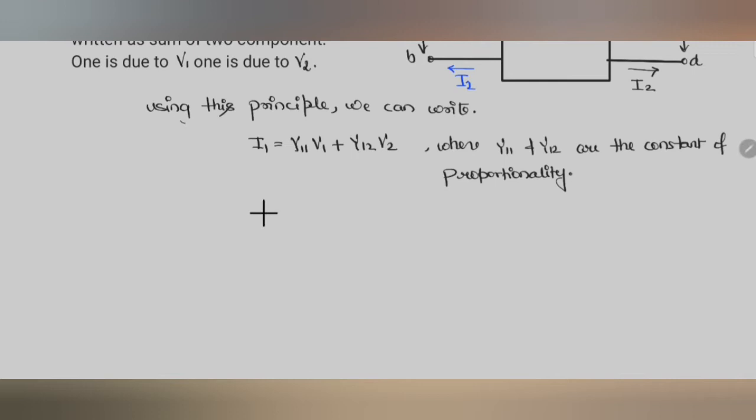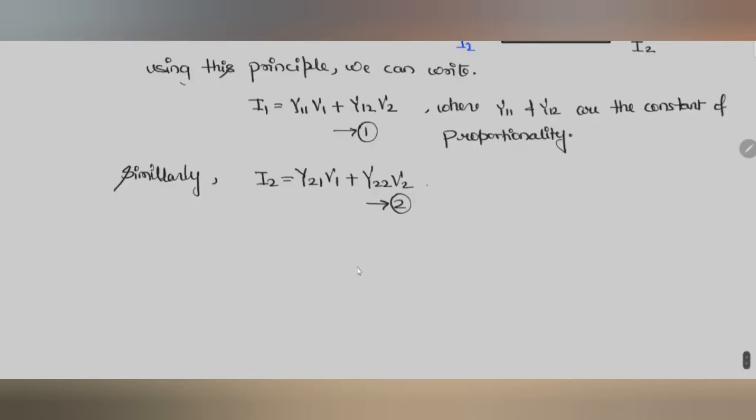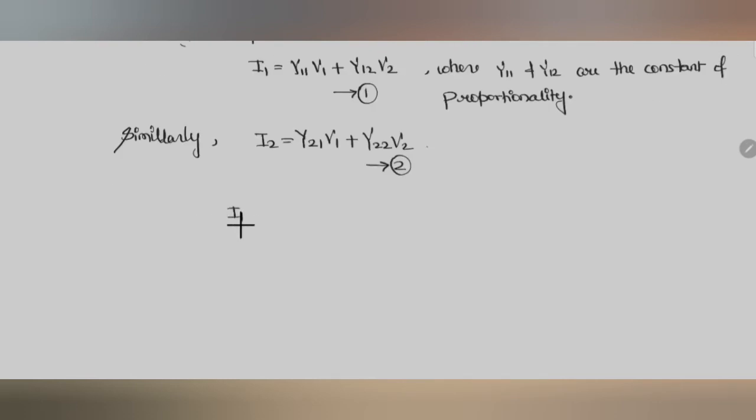So the equation for I2 will be Y21 into V1 plus Y22 into V2. So these two equations describe the two-port network. This is one, this is the second equation. So we can write these equations in the form of a matrix: I1 and I2 should be equal to the admittance matrix, that is Y11, Y12, Y21 and Y22, into V1, V2.